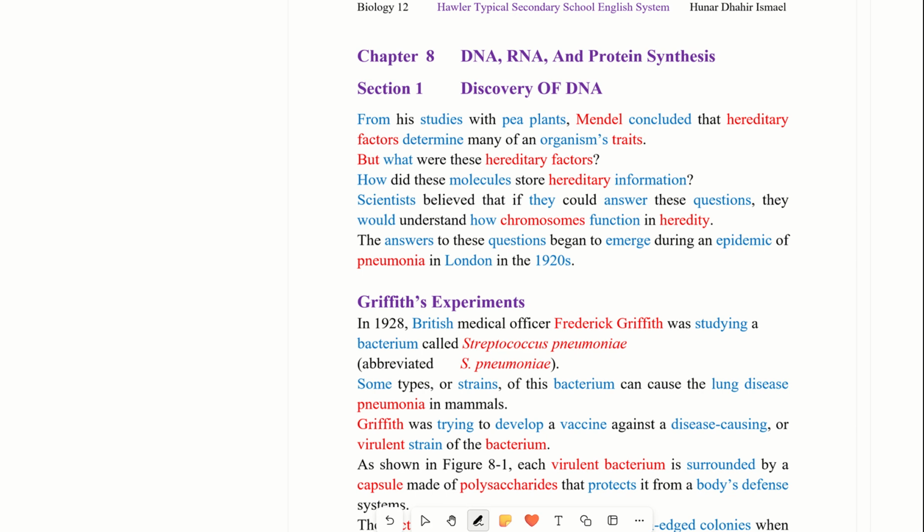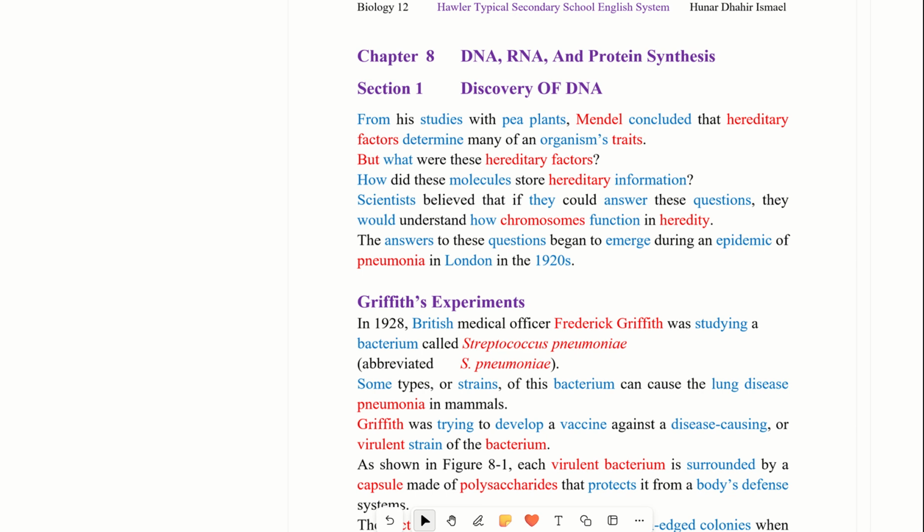How did this molecule store heredity information? For example, the color of the eye is heredity information. How does the factor store the heredity information that's related to the eyes? Scientists believe that if they could answer this question, they would understand how chromosomes function in heredity.